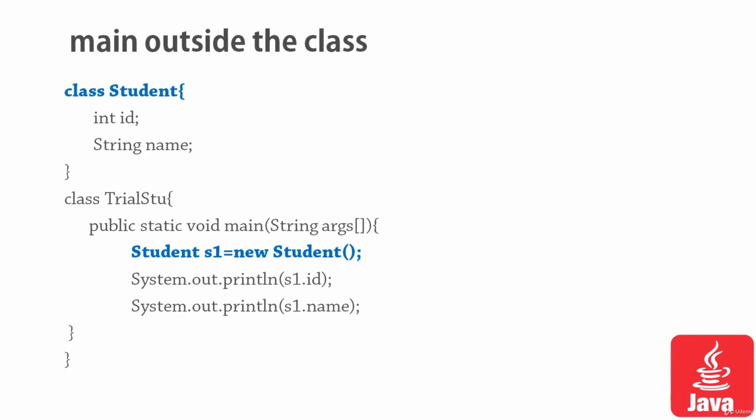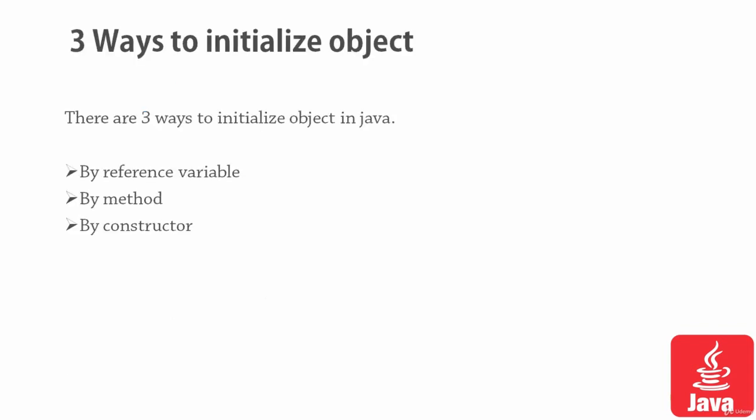We can also create objects or instances of the class outside another class. In the earlier example, we had the main method placed inside the class where we are interested in creating the object. We can create an object outside the class. The Student class is different, and we have a different class, TrialStudent, which has no relation with that class, but both are part of the same program or same file. We can create that.